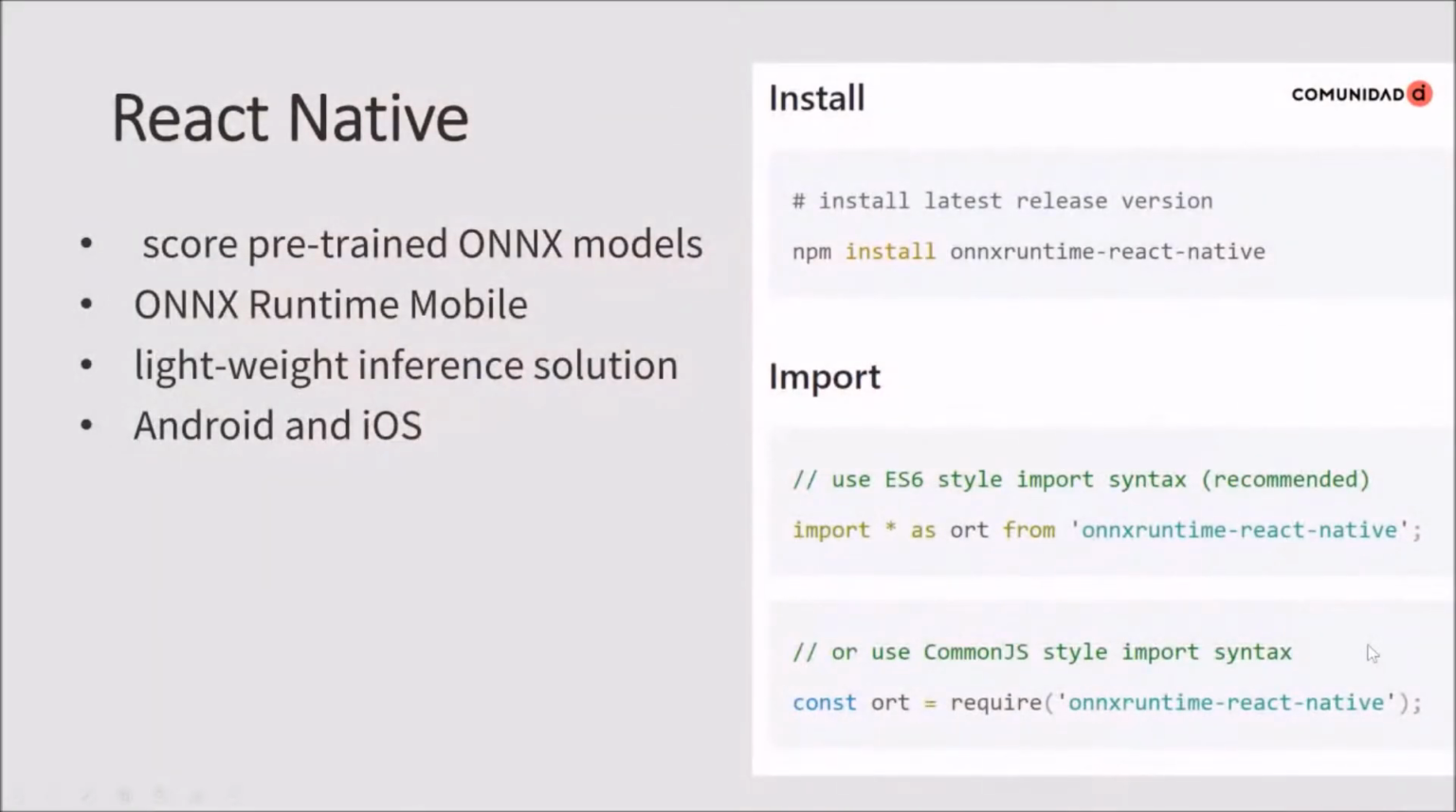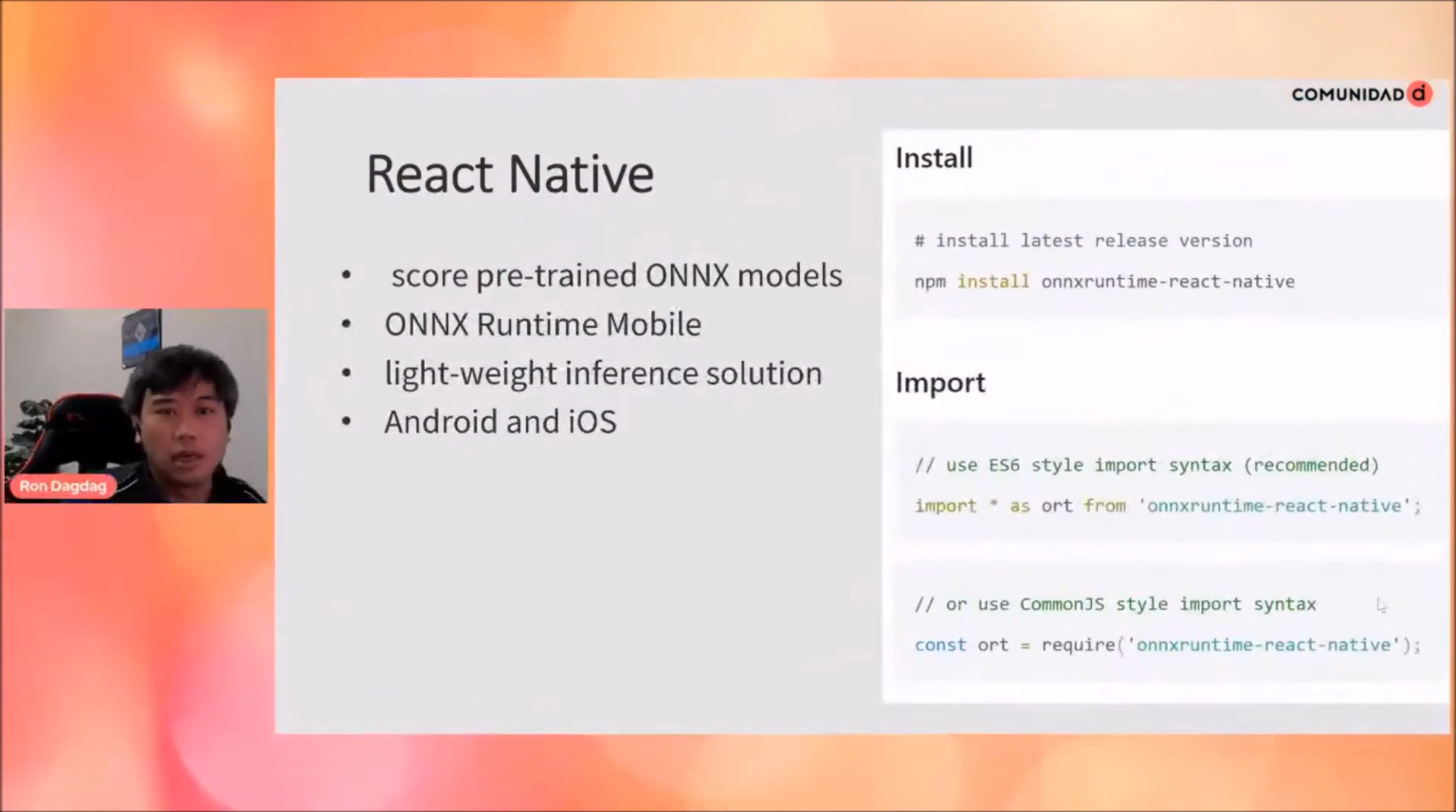React Native, you can score a pre-trained ONNX model, and you can have a lightweight inference solution. You would need to use ONNX Runtime Mobile in order to optimize that ONNX model more to run on Android and iOS. So you would use npm install ONNX Runtime React Native in order to do this.